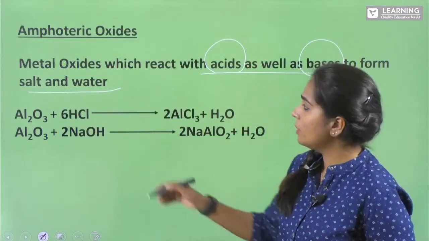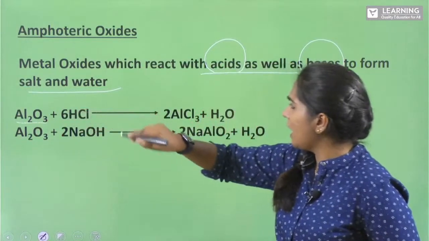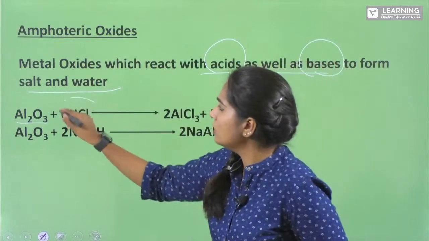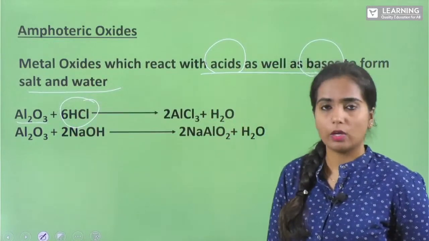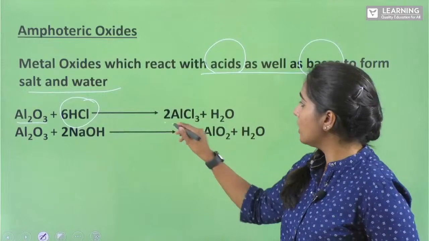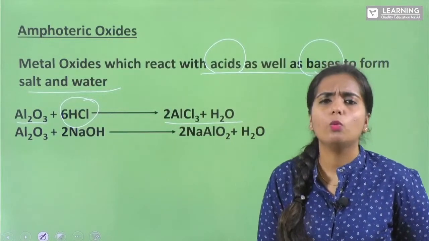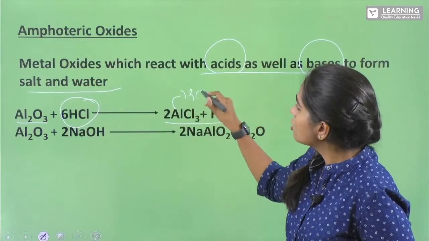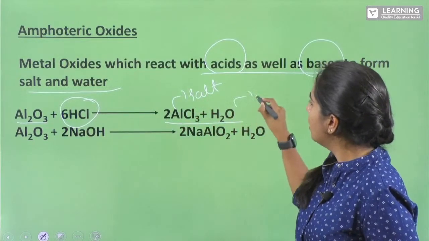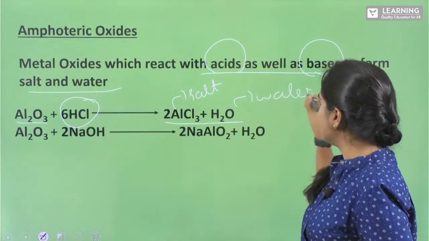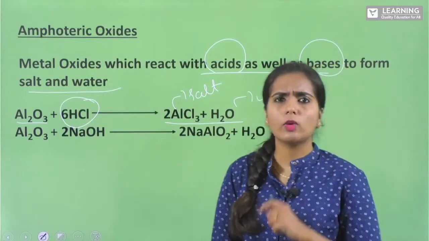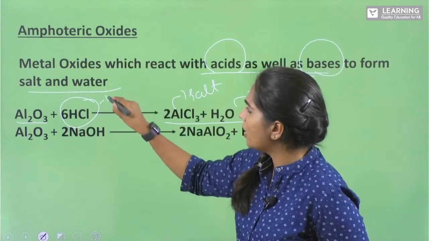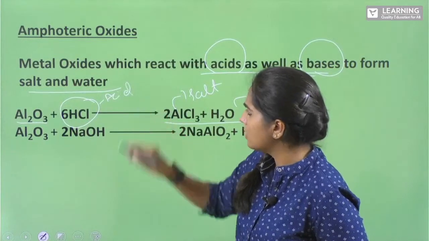For that example, we are taking Al2O3 and treating it with HCl, which is an acid. So you will be getting aluminium chloride with the formation of water. Aluminium chloride will be a salt and H2O, which is nothing but water. So this is one of the examples for acid. Our HCl here is in acid form.